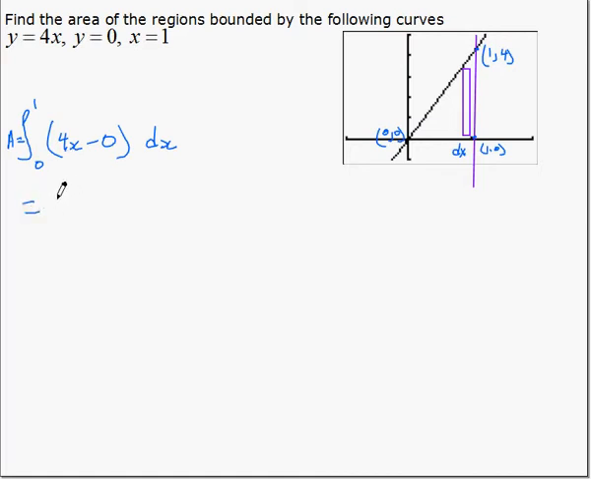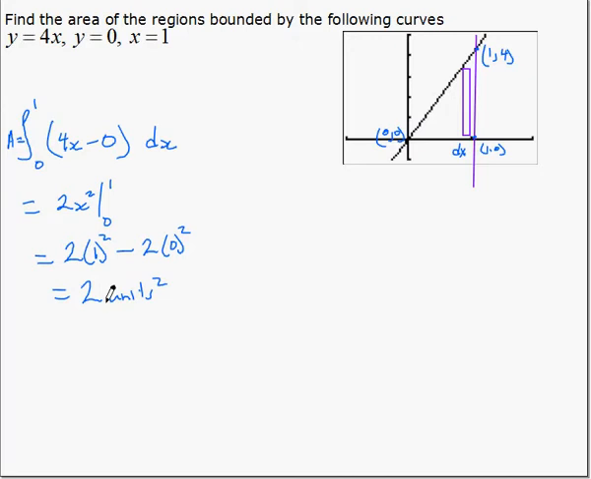Integrating then gives us 4x squared over 2, and 4 over 2 leaves 2x squared, evaluated from 0 to 1. Substituting in 1 then, and substituting in 0, leaves us a final answer of 2 units squared.